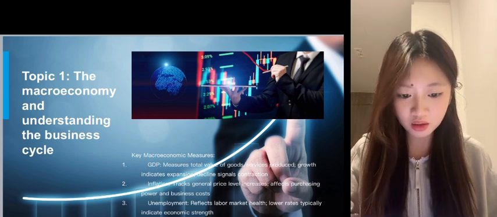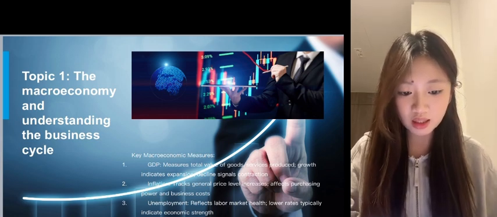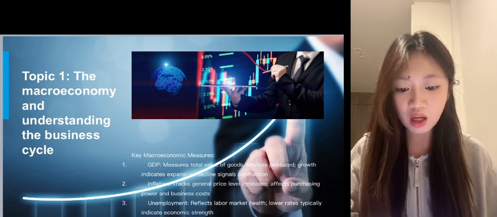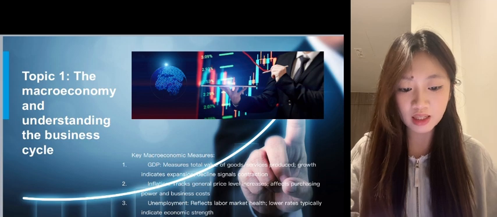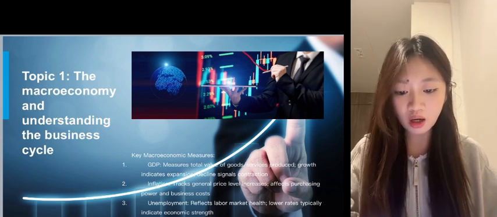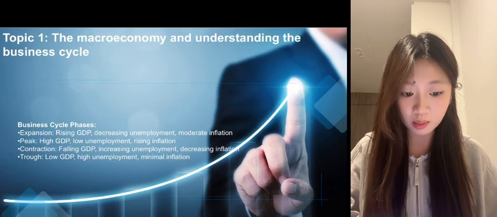Inflation is the measure of the rate at which general levels of price for goods and services are rising. Subsequently, it affects purchasing power and business expenses. The unemployment rate is an important indicator of the health of the economy. Lower unemployment rates are always associated with a strong economy.